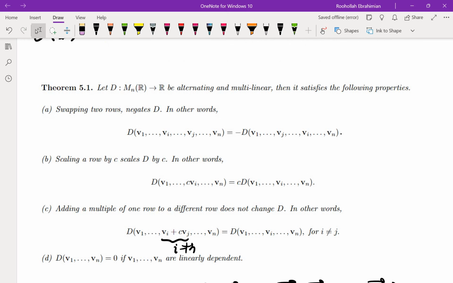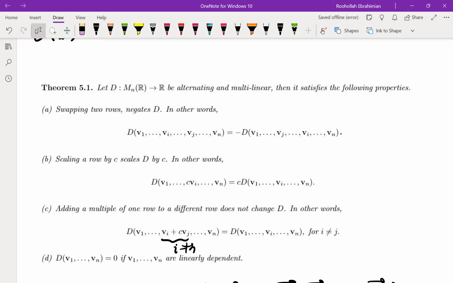Okay, let's go back and review this theorem. It's a very important theorem. We'll keep using that quite a bit. So let's review that. Swapping two rows negates d. Swapping two rows is exactly one of those row operations that we have seen before.